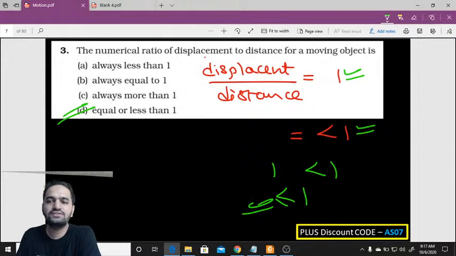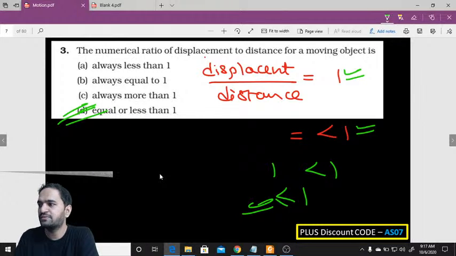Are you understanding why it is so? Because sometimes displacement and distance are equal, so the answer would be 1, and sometimes displacement is less than distance, so the answer would be less than 1. So the answer is D. Very simple. Now let us go for the next one.